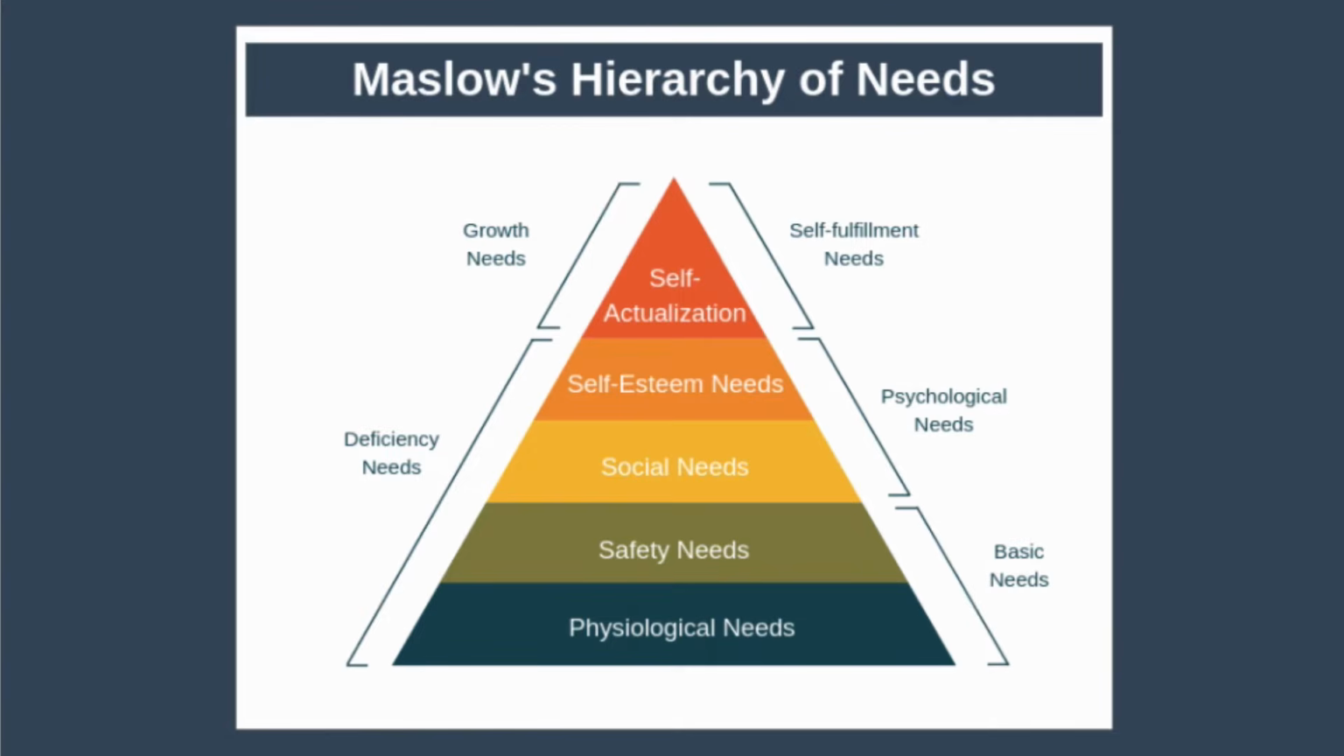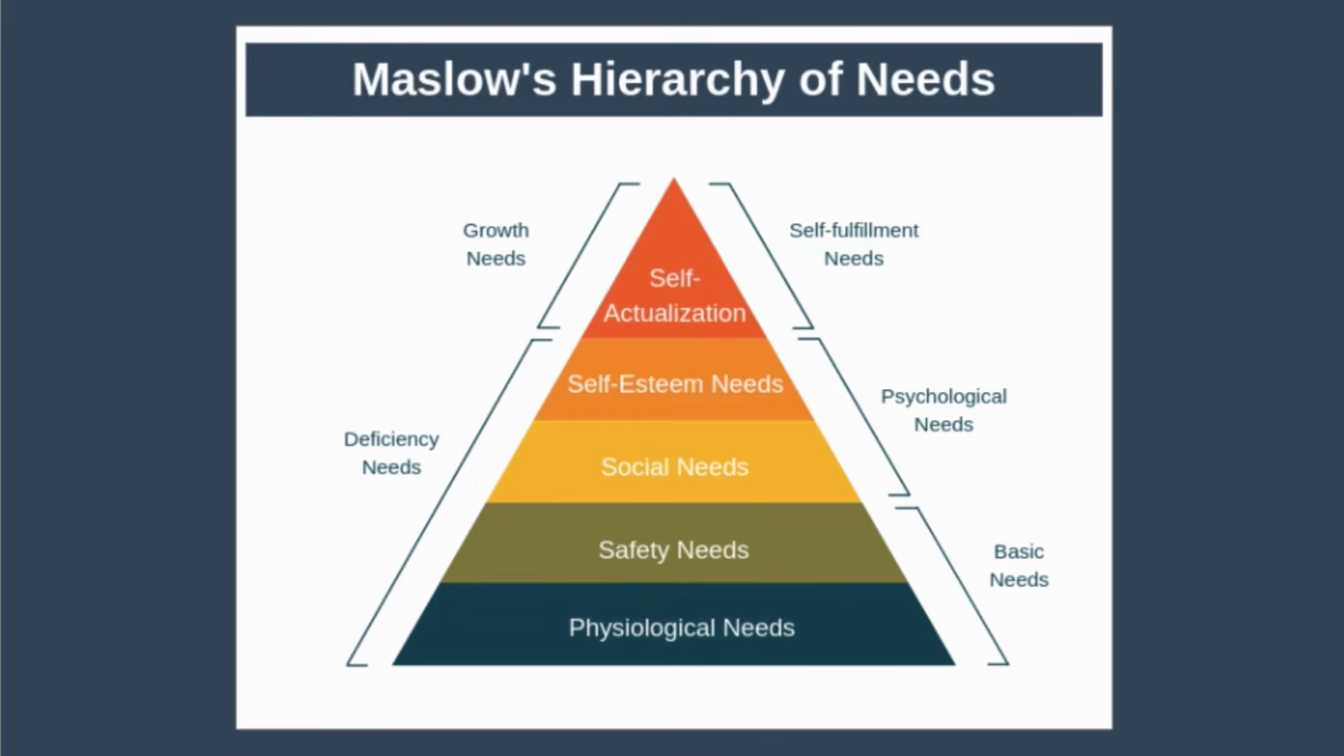Now, the top level of the hierarchy concerns growth needs. Now, confusingly, these are commonly known as B needs, which means being needs. You can also break the model down into basic needs, psychological needs, and self-fulfillment needs. According to the model, you begin by being motivated to meet your lowest level of needs, and only once you've done this do you move on to being motivated by the next level of needs, and this process continues until you reach the very top level, self-actualization.